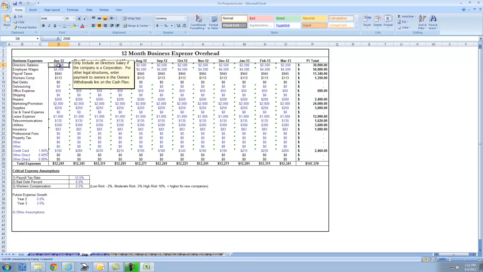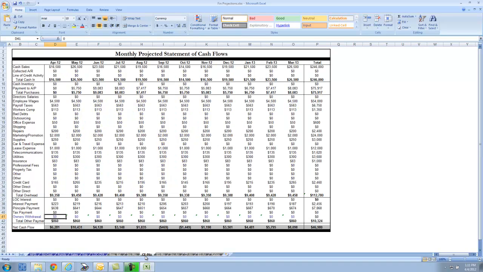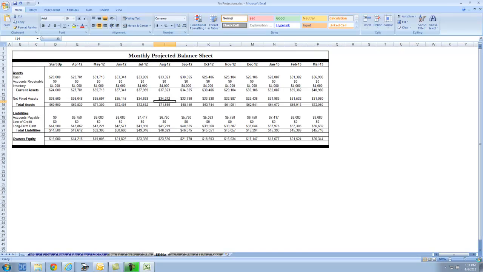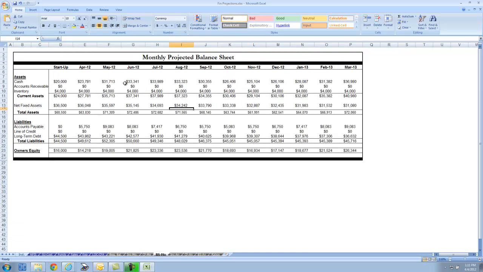So let's say that we didn't have an S corporation and my business partner worked there. We'll go back to the cash flow here and we could put his $2,500 draw in there instead. Again, the balance sheet, basically we want to make sure that this cash balance doesn't go below zero.